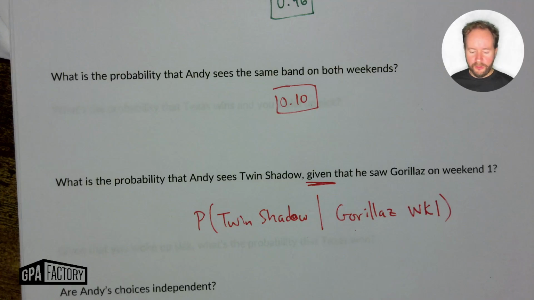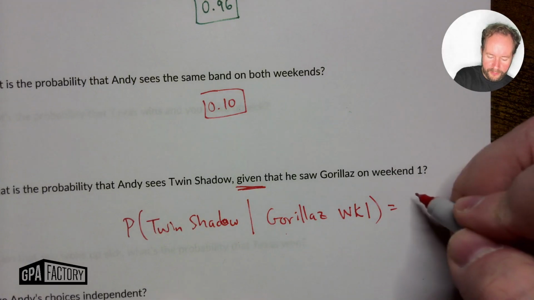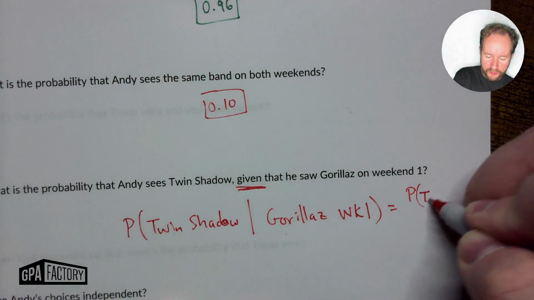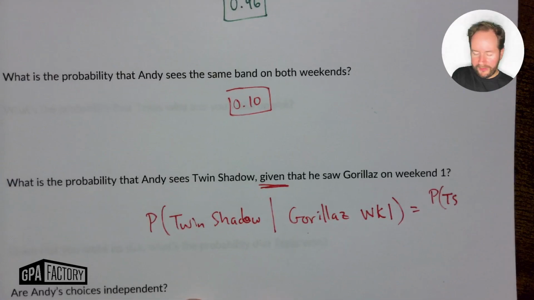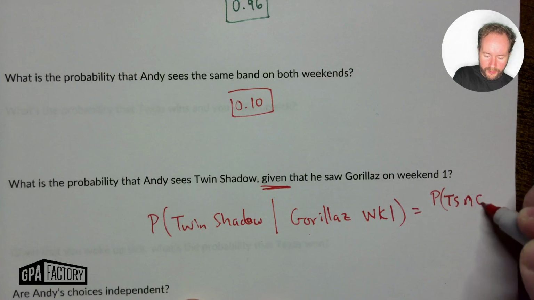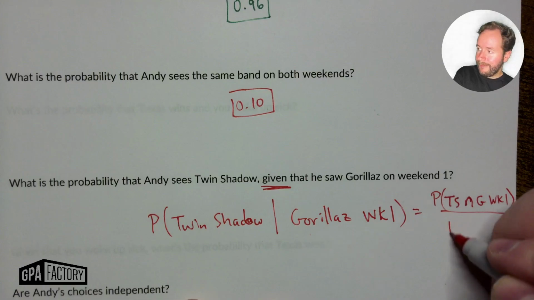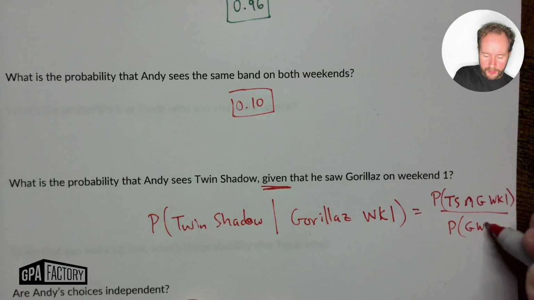Okay, so let's go to our conditional probability formula. I wish I hadn't made this so darn large. Probability of Twin Shadow, not Taylor Swift. I know some people say TS. Oh, that's Taylor Swift. No, that's Twin Shadow and Gorillaz on weekend 1, divided by probability of Gorillaz weekend 1.